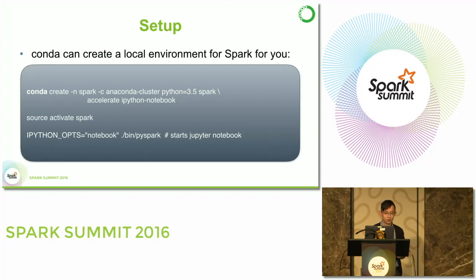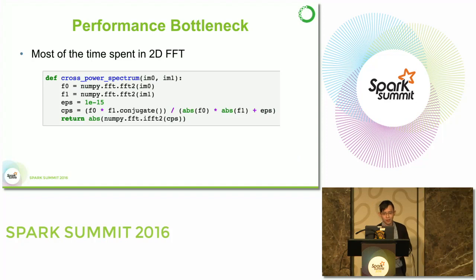And then just activate the environment, and launch it with Jupyter notebook. After some quick experiments, you will find that in this algorithm, most of the time we spend is in this function, the cross-power spectrum, part of the phase correlation algorithm. And from profiling, you find that most of the time is spent doing the FFT. There are actually 2 forward FFTs on both images, and then it combines these 2 images and does an inverse FFT to get the cross-power spectrum.